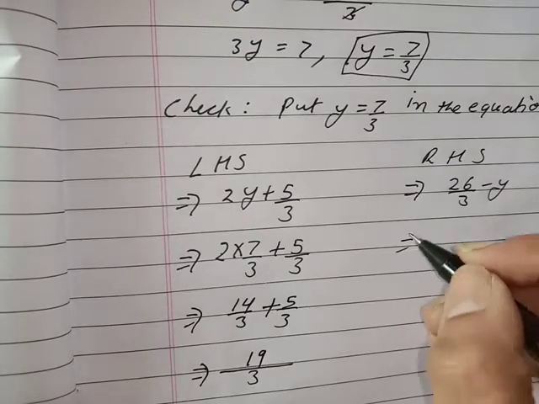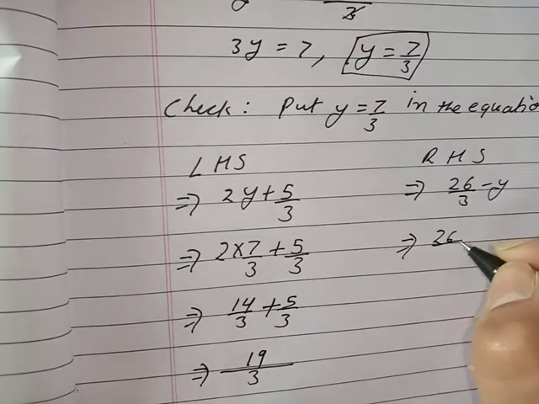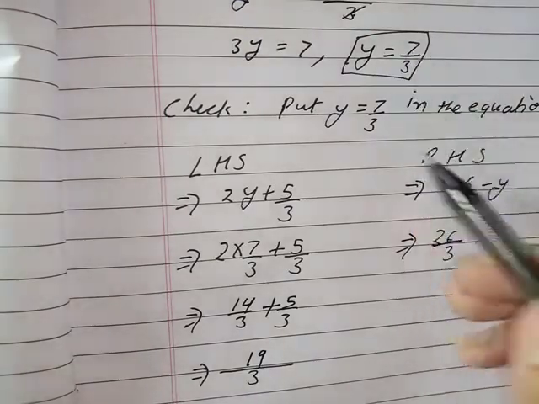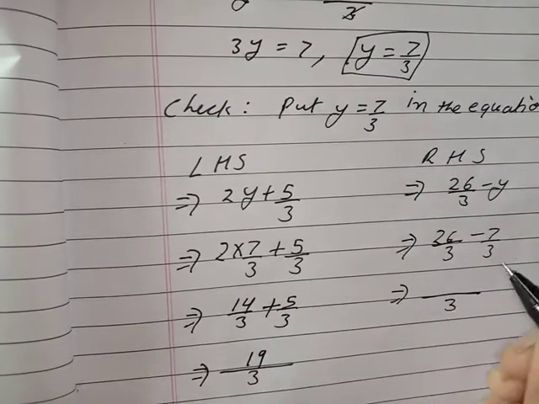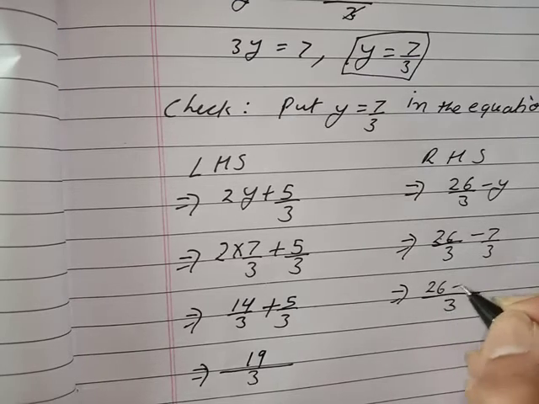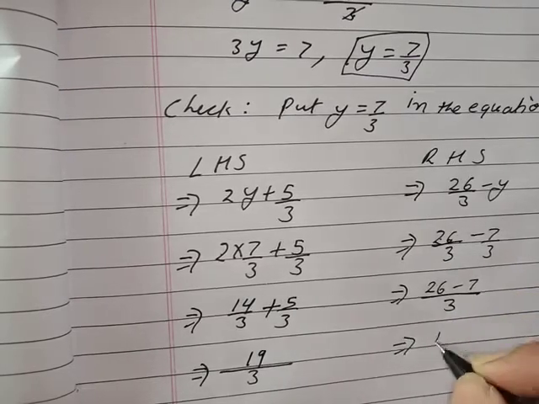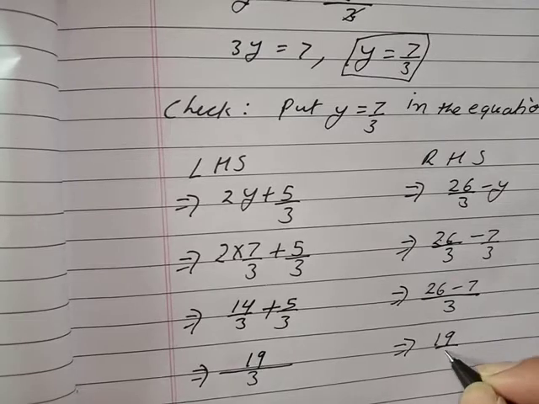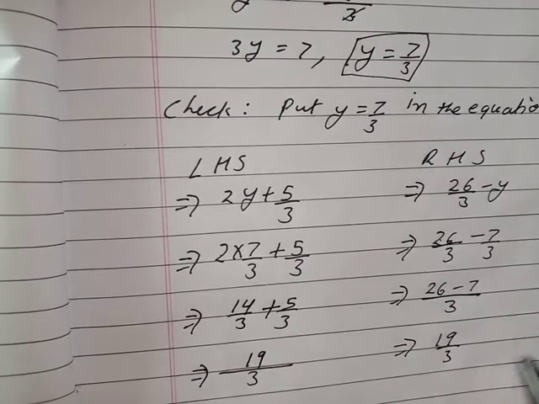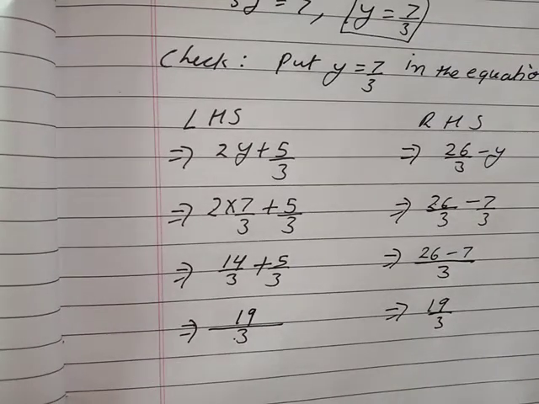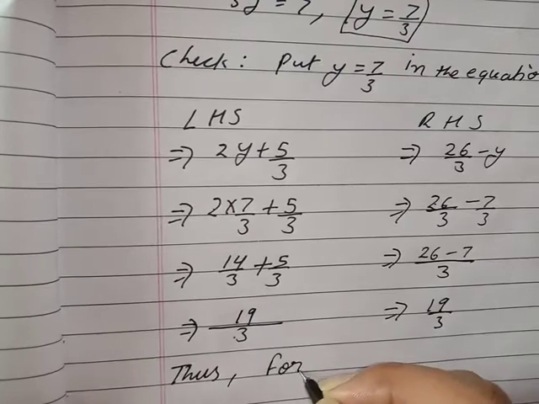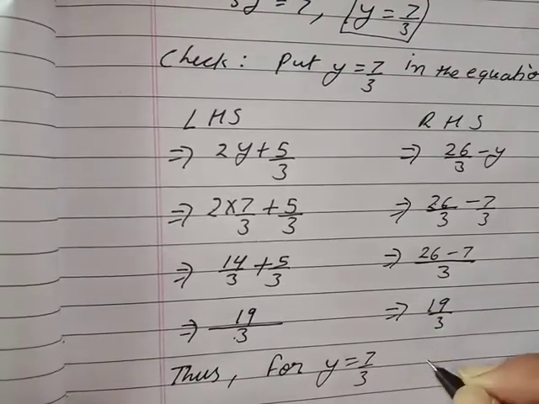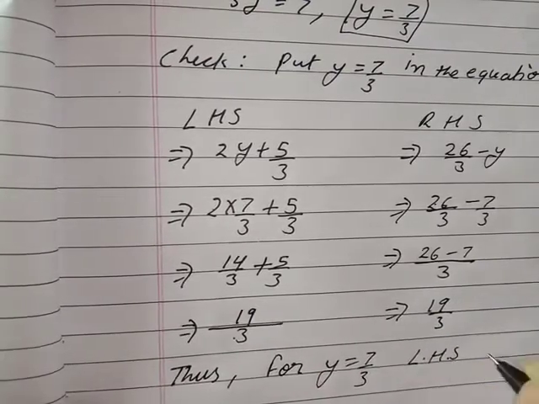Now we will solve the RHS. 26 upon 3, and the value of y is 7 upon 3, so minus 7 upon 3. Here also the common denominator, so 3 is the LCM, and 26 minus 7 is 19. 19 upon 3. So now LHS and RHS are both equal for the value of y, which is 7 upon 3. Thus for y equals 7 upon 3, LHS equals RHS.